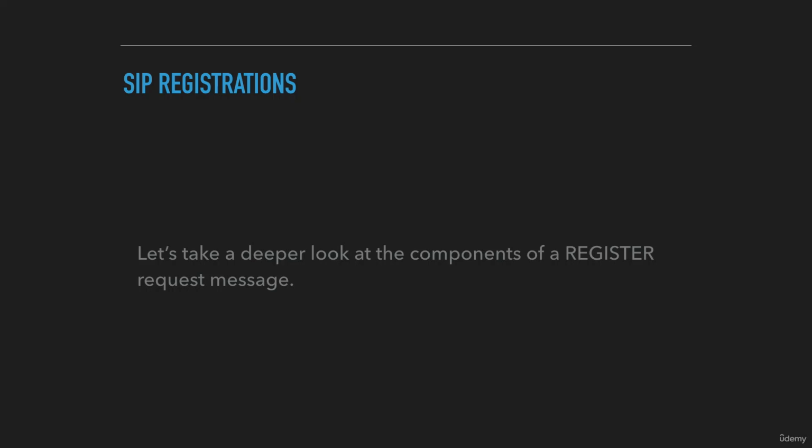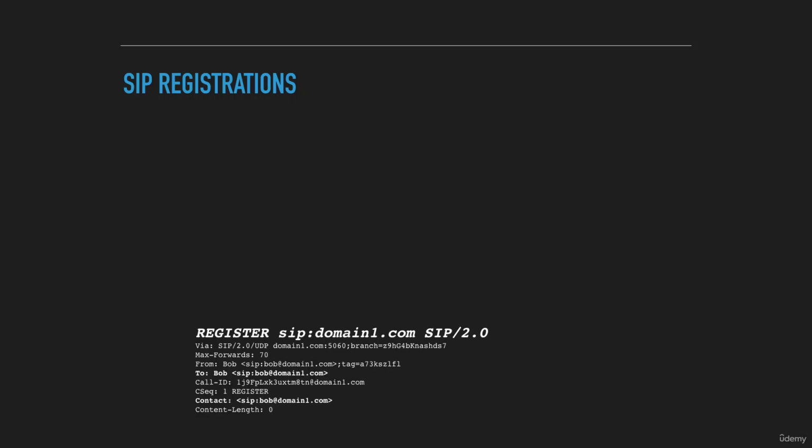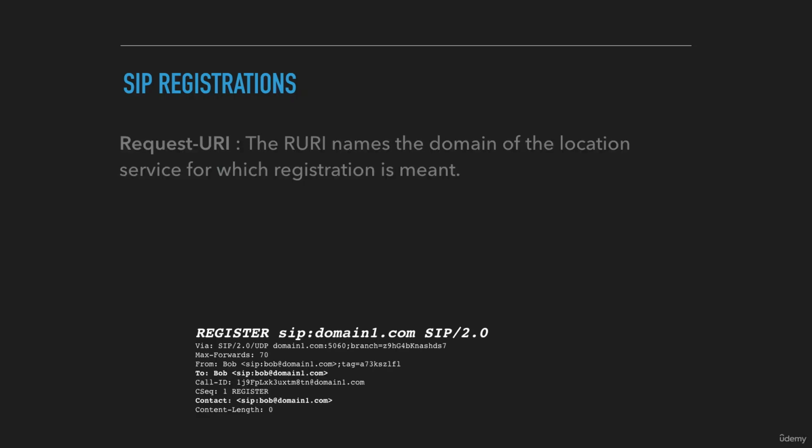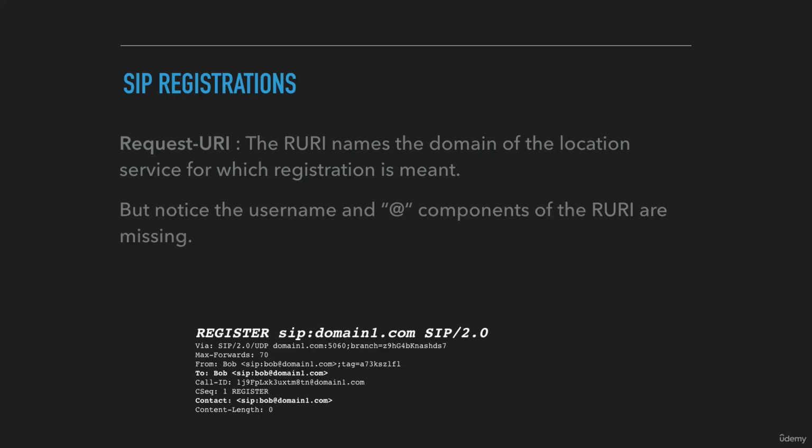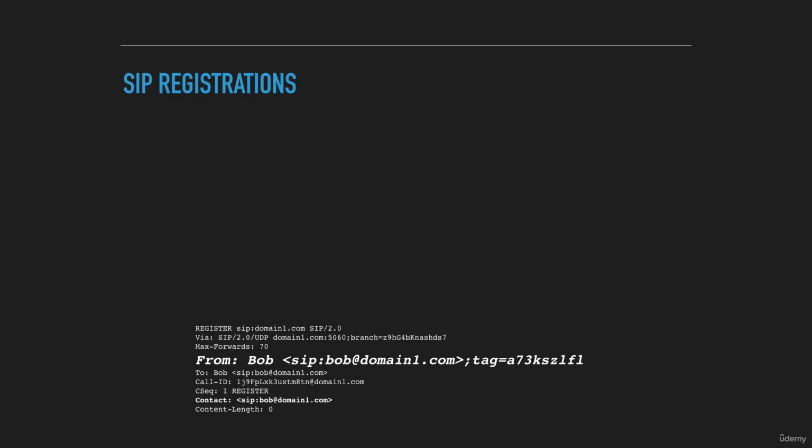So let's take a little bit of a deeper look at the components of the register message. All right, so we have the register request URI, and the RURI names the domain of the location service for which the registration is meant. Look at that line. You do not have SIP:username@domain1. No. You just have method space SIP:host and then SIP/2.0. Like I said, notice they're missing. They are not part of the register RURI.